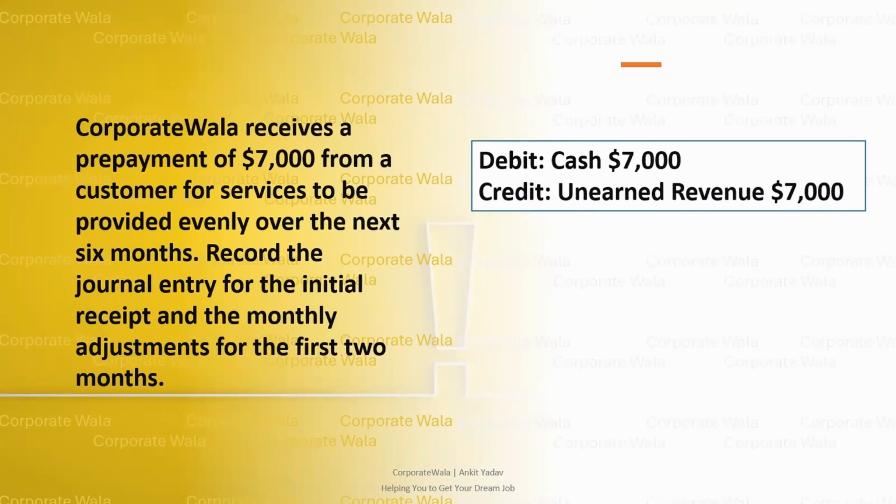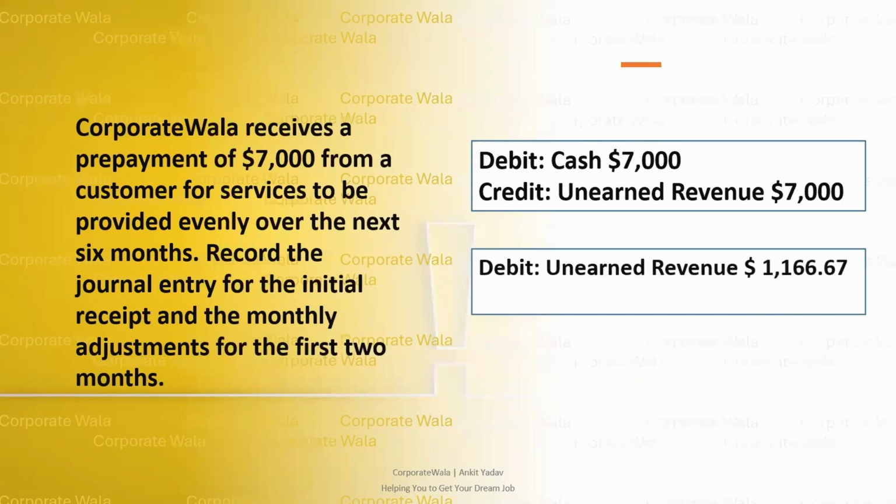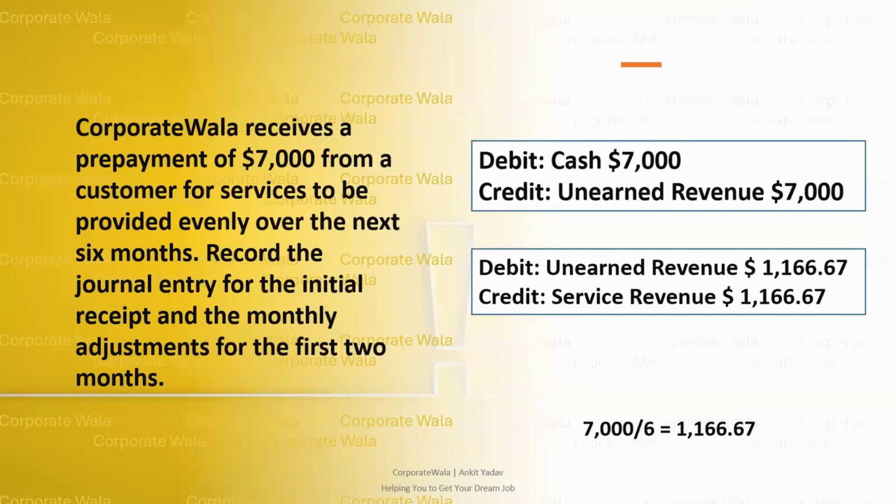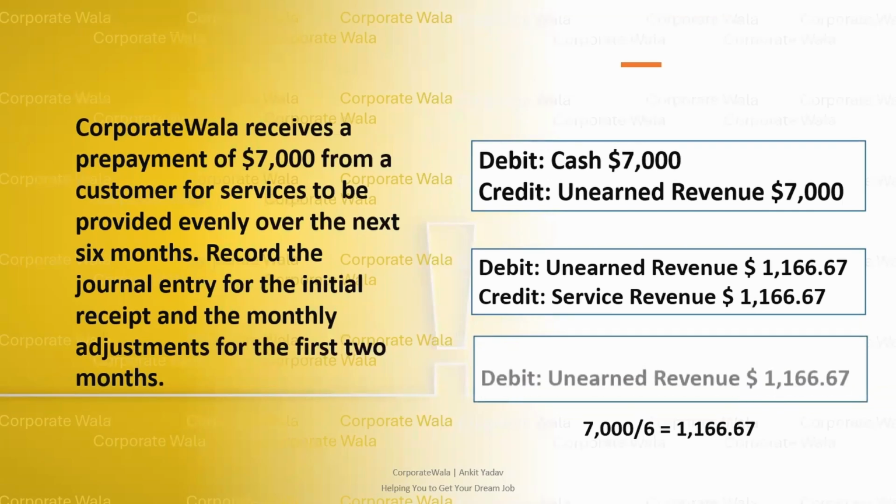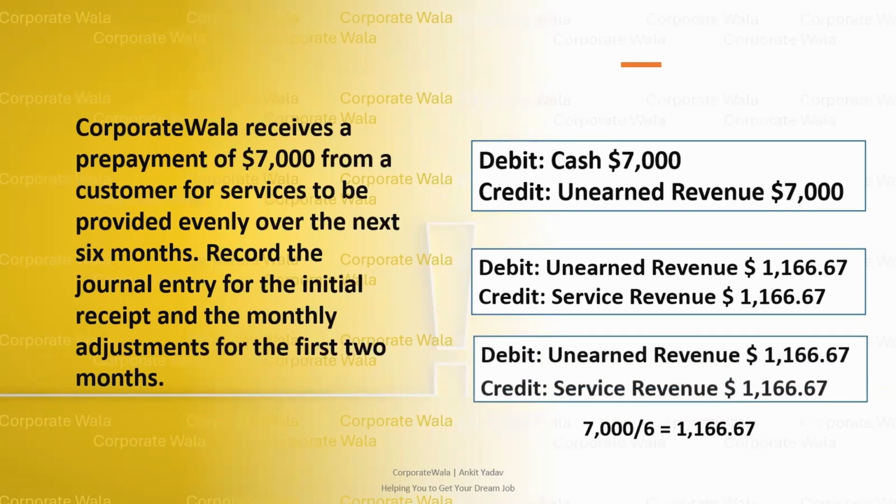And this is not the final journal entry. We need to record the monthly adjustment for the first 2 months as well. So at the end of the first month, what will be our journal entry? We will debit the unearned revenue account and credit the service revenue account by 1166.67. So how have we calculated this amount? We have a total $7,000 prepayment, which is for 6 months. So to get 1 month, we have divided it by 6. So we have got 1166.67. In the second month also, we need to record the same journal entry because services were provided evenly over the 6 months. So again the entry would be the same for the second month as well, and so on till we complete all 6 months.